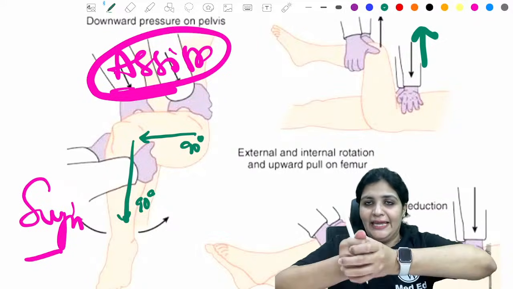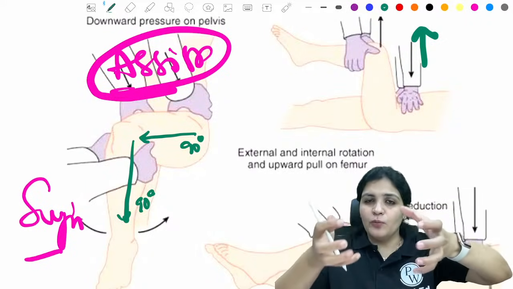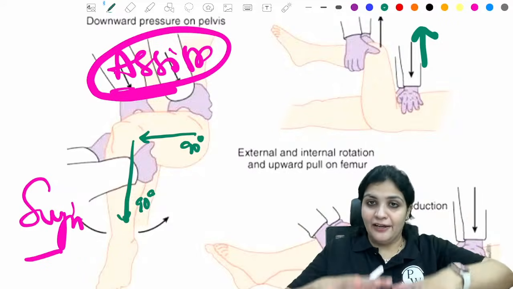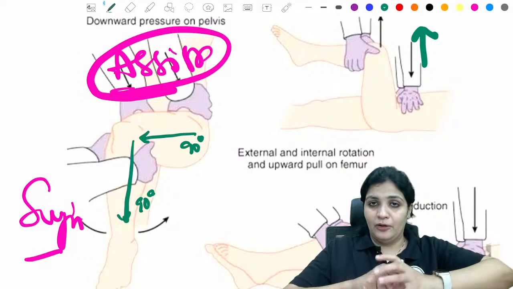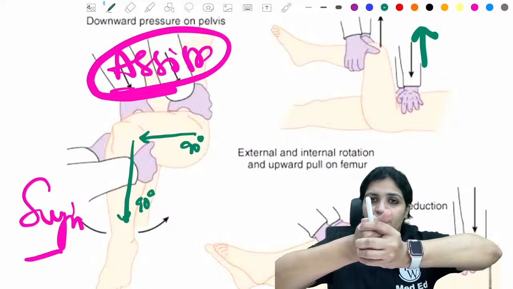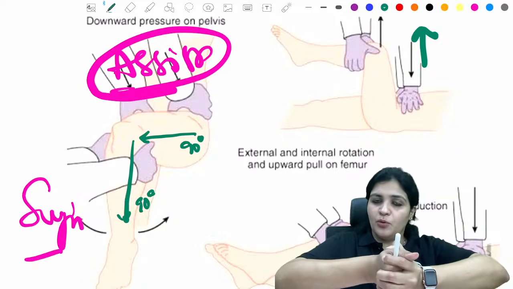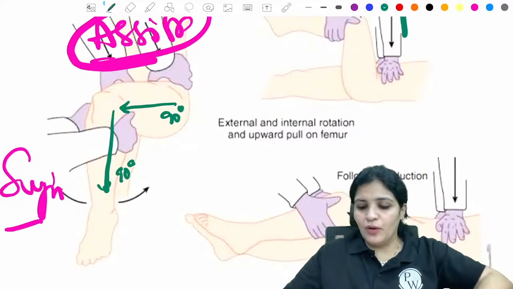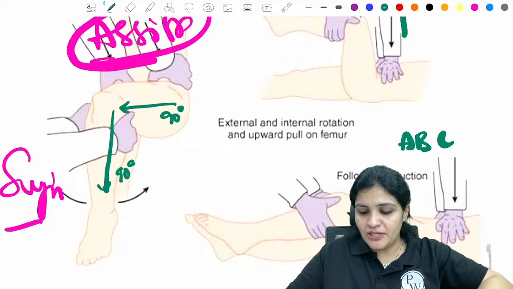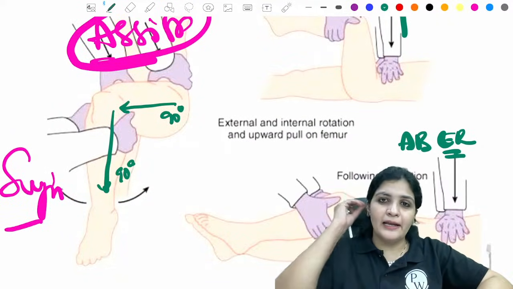So first you would disengage. Whenever you're disengaging, you will always exaggerate the mechanism of the injury. That means you will do adduction and internal rotation, right? So you will give longitudinal traction in adduction and internal rotation only. So once it is reduced, then you do abduction and external rotation, and you can hear that clunk sound.